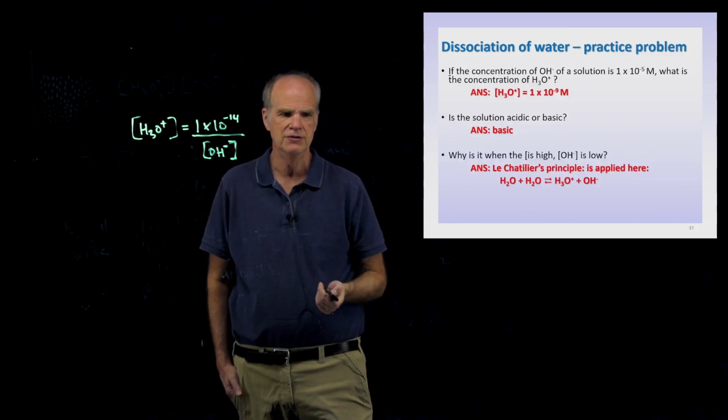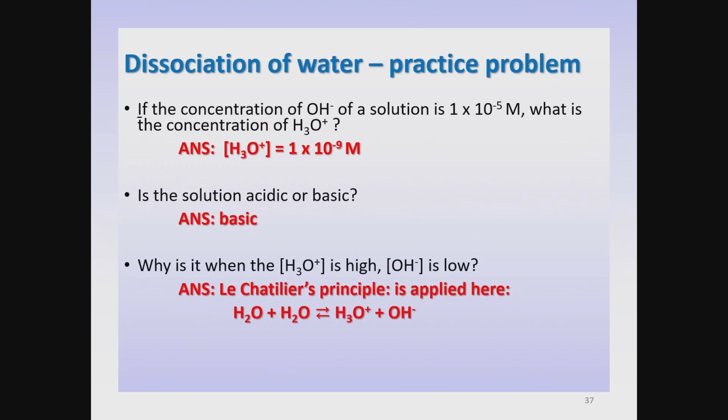Okay, so let's use this to solve a problem. The problem reads as follows. If the concentration of hydroxide of a solution is 1 times 10 to the negative 5 molar, what is the concentration of hydronium? Is this solution acidic or basic? And then, why is it when the hydronium is high, the hydroxide is low?